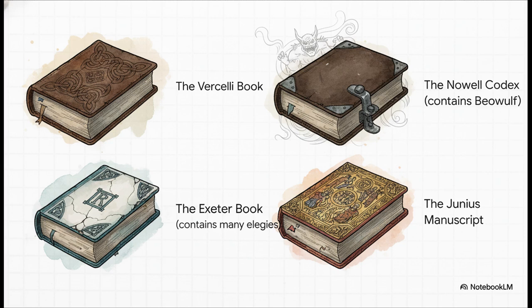And here they are, the legendary 4. You'll definitely want to jot these names down. We've got the Vercelli book, the Nowell Codex, which is super important because it has Beowulf, the Exeter book, which is just full of those sad elegies, and finally, the Junius manuscript. Trust me, knowing which book holds which masterpiece, that's an easy way to grab some extra marks.